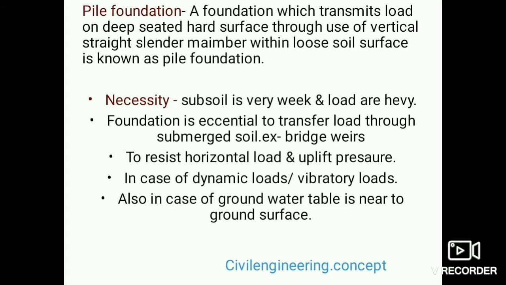So the necessity of pile foundation is, first, that the subsoil is very weak and loads are heavy. Second, foundation is essential to transfer load through submerged soil, for example bridge weirs. Third, to resist horizontal load and uplift pressure. Fourth, in case of dynamic or vibratory loads. Fifth, pile foundation is also important when the groundwater table is near the ground surface.